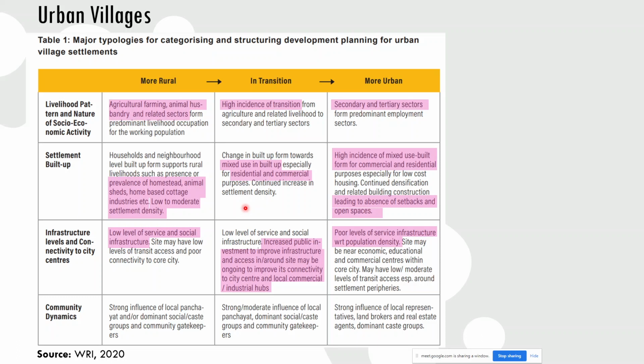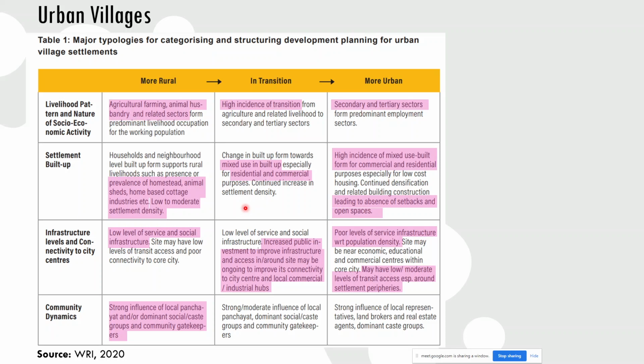So no matter how much investment comes from the public sector, there is still a poor level of infrastructure, because these urban villages have such high population density. Even after increased public investment to improve the infrastructure, it was still not sufficient because these areas are so densely populated. This usually leads to low to moderate transit access, some traffic congestion and other problems. So this is how infrastructure levels and connectivity change. This transition happens as areas move from rural to urban.